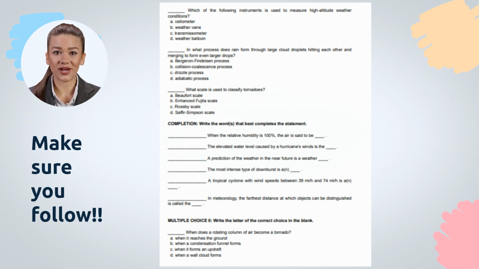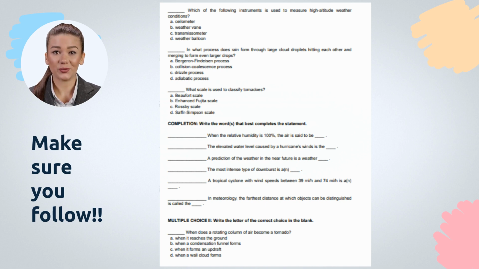Now, let's fill in some blanks together. Completion. Write the word or words that best completes the statement. Write your answers in the blank. When the relative humidity is 100%, the air is said to be blank. The elevated water level caused by a hurricane's winds is the blank.